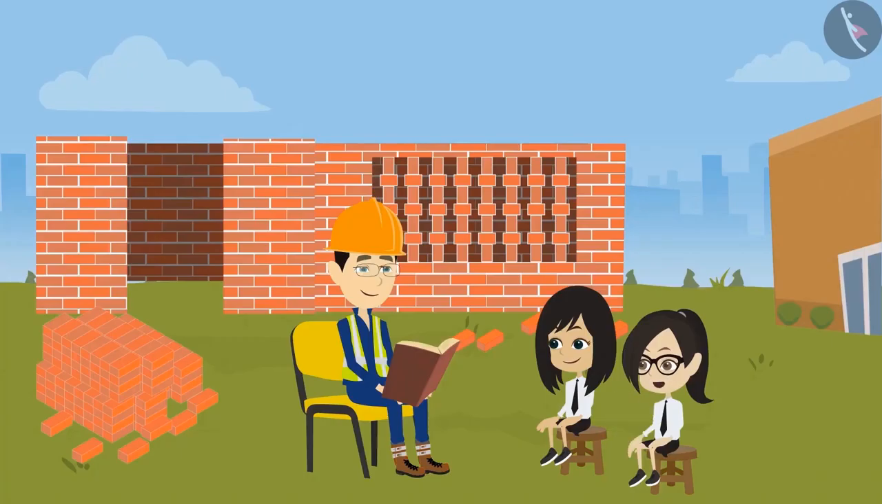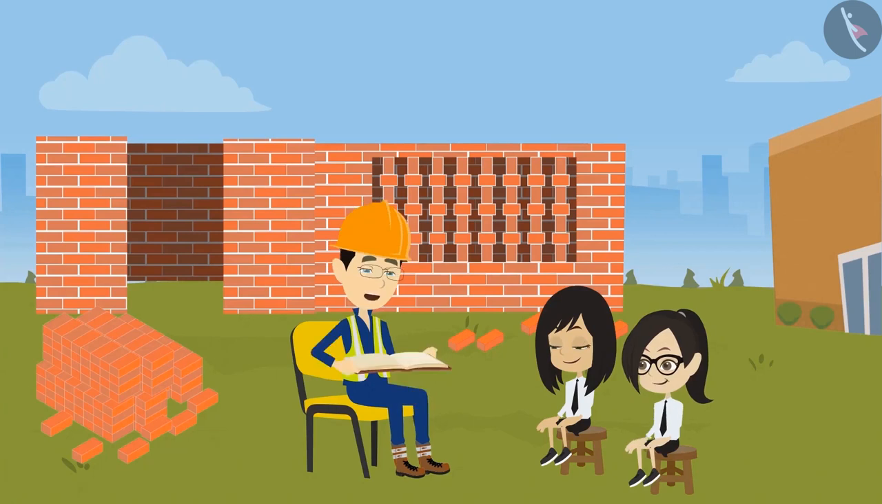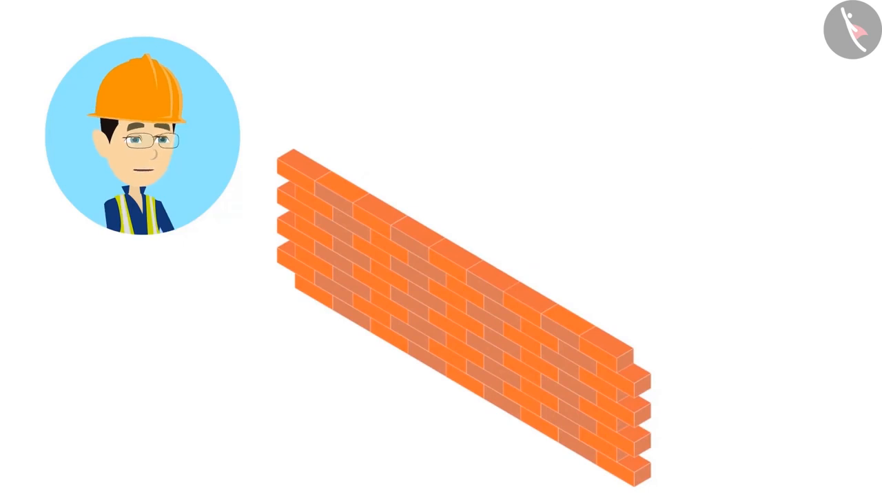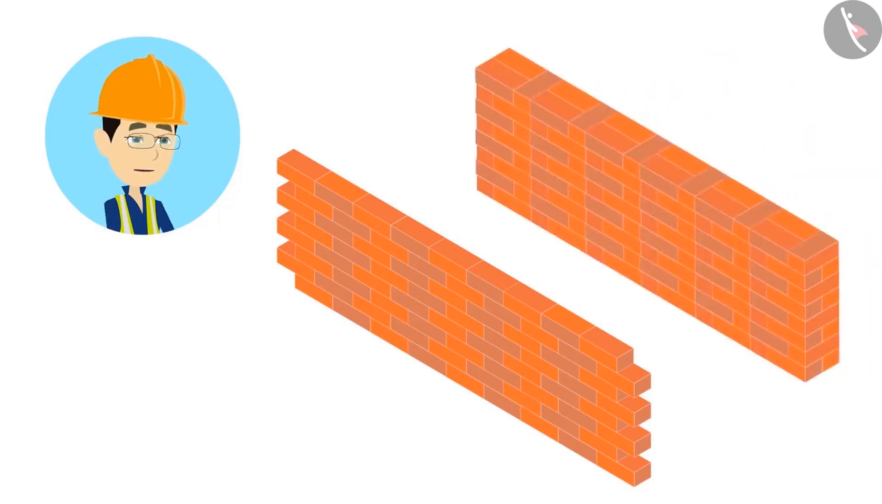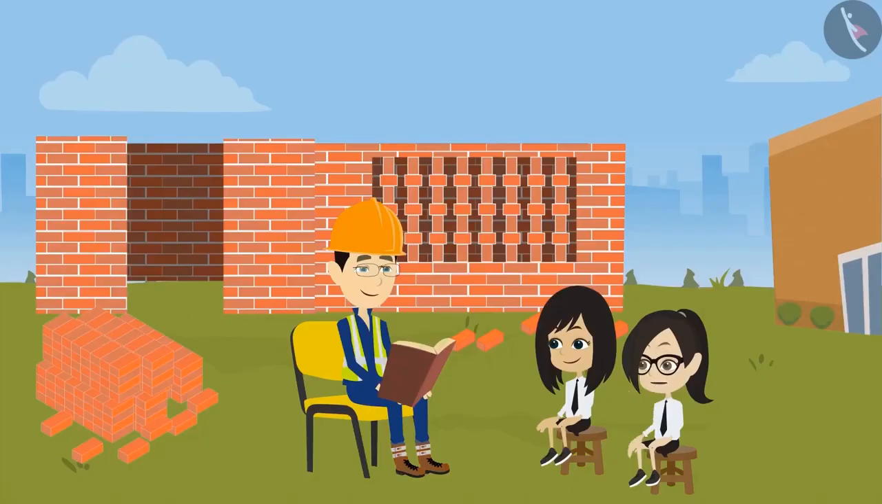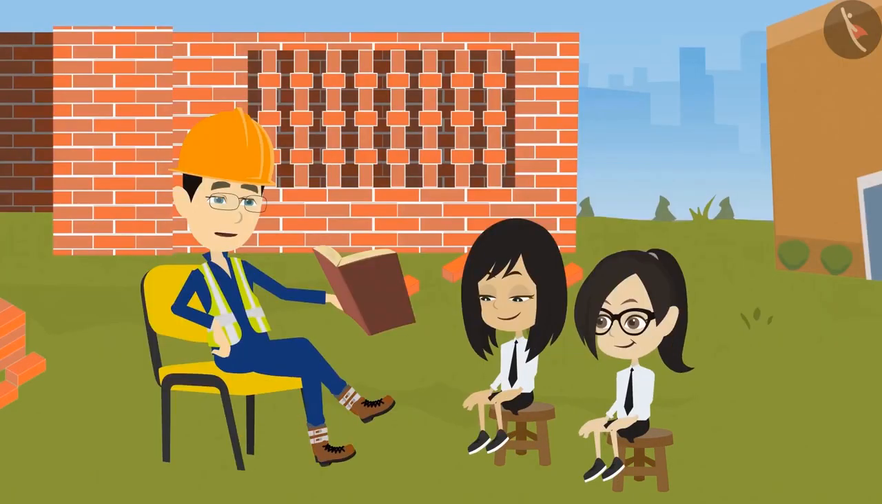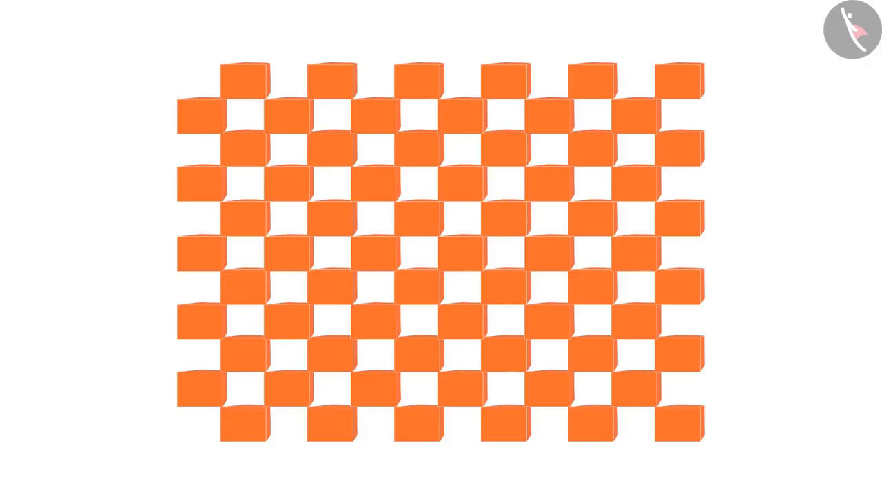Sir, now show the pattern of walls. Sure. See, I'll show you two patterns of walls. This is the first pattern. It is made when we have to make a thin wall. And this is the second pattern. It is made when we have to make the wall a bit thick. Sir, now show different patterns of vent also. See this vent pattern.